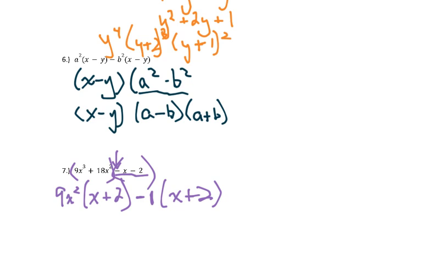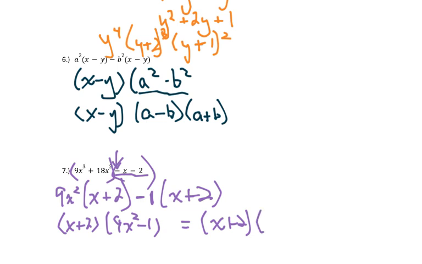So now I know I can continue factoring this. So both of these have the x plus 2 in common, and then that'll leave us with 9x squared minus 1, and we can actually factor that 9x squared minus 1 a little bit further. So I'm going to write my x plus 2, and then my 9x squared minus 1 I'm going to factor into 3x plus 1 and 3x minus 1, as it is a difference of squares.